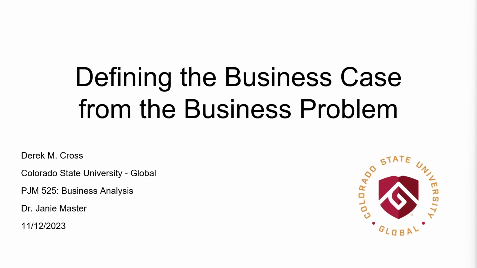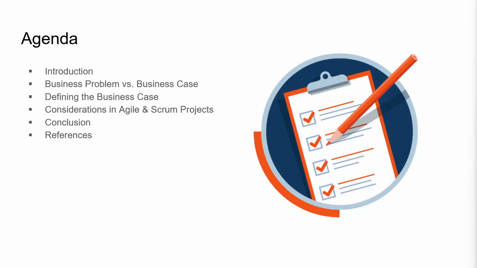I am a student at Colorado State University Global Campus within the PJM 525 Business Analysis course under the instruction of Dr. Janie Master. This presentation is a discussion of defining a business case from a business problem. We will begin with a brief introduction to what a business case is and how it differs from a business problem. We will then discuss how a business case is used and analyze its core components. We will then discuss additional considerations needed for Agile or Scrum projects, and finally draw some last conclusions about utilizing a business case.